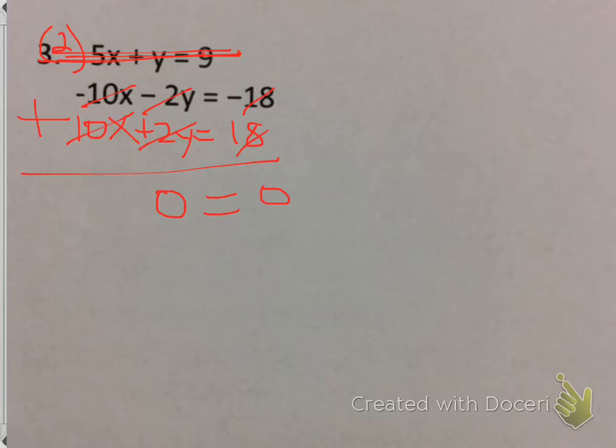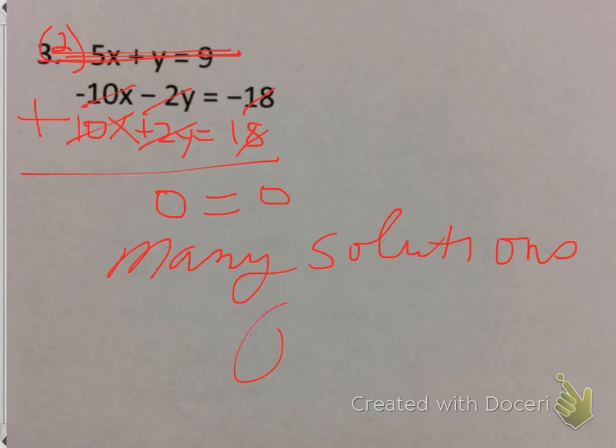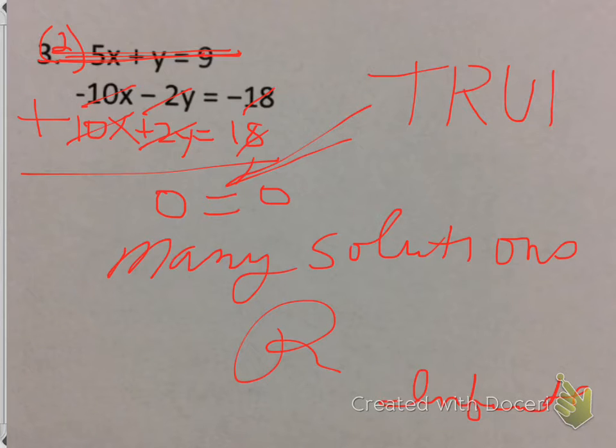When that happens and I get 0 equals 0, which happens to be a true statement, the solution to this is many solutions. You've maybe heard it as many solutions. You've maybe heard it as all real numbers, like a capital R like this. And maybe you've heard it as infinite solutions. Any of those that you put would be proper solution names for this problem. So all my variables canceled and I got a true statement. When it's a true statement, that's when this answer, many solutions, occurs.